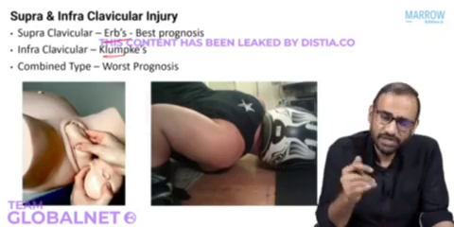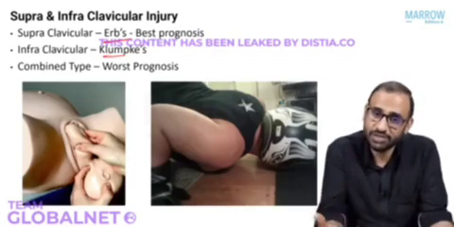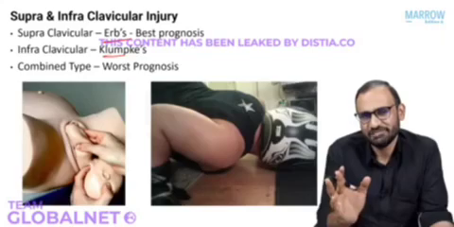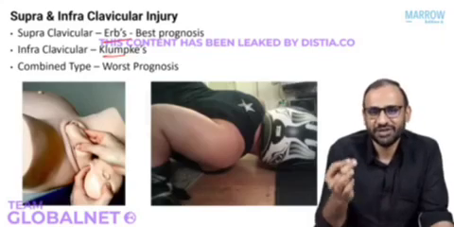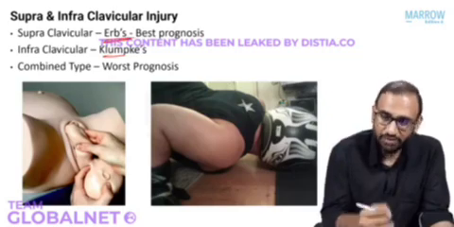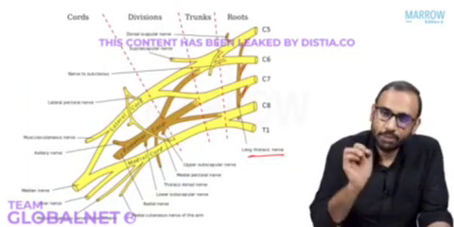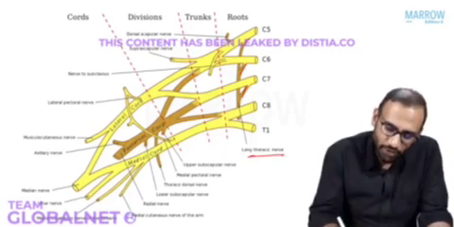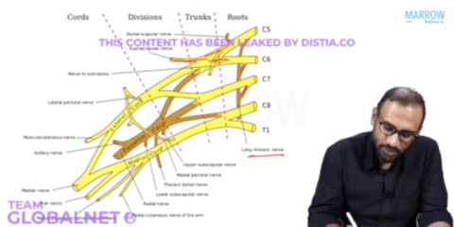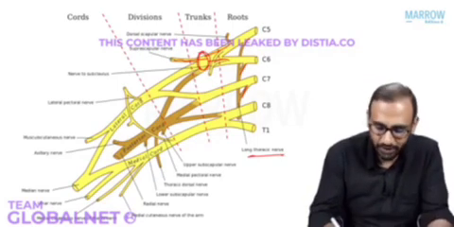Okay, so what is Erb's palsy? What is Klumpke's palsy? How do you get it? Meaning, what is the mechanism of injury and what is its manifestation? Again, everything depends on your knowledge of anatomy. Okay, so Erb's palsy, what is it? Where does it occur? Quickly review with the brachial plexus here. Erb's point is basically the point of confluence between C5, C6 and the suprascapular nerve. This point is considered as Erb's point.